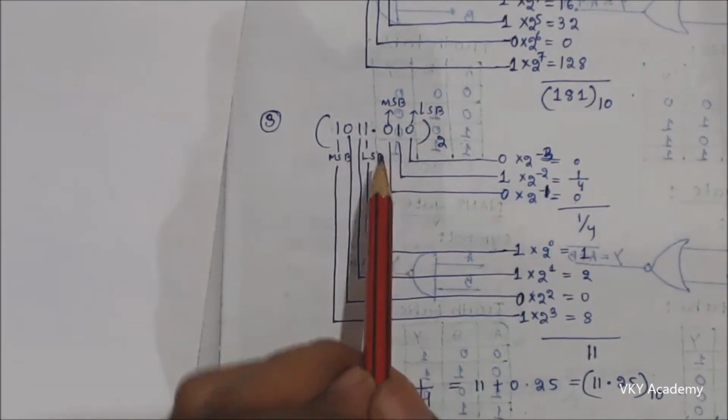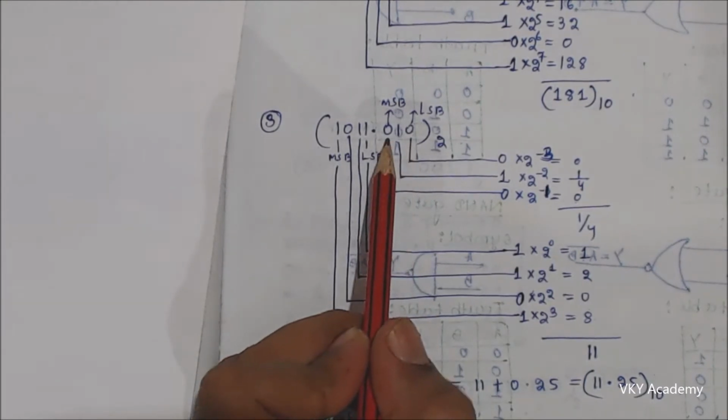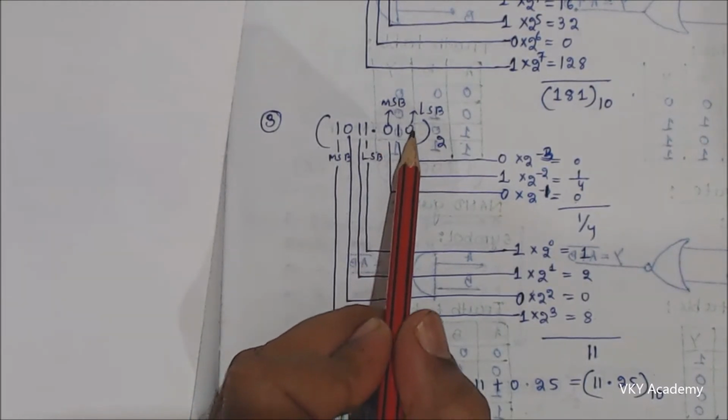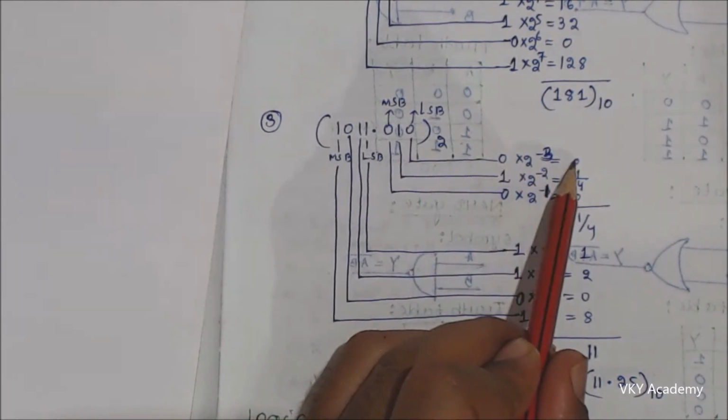Now let us calculate for the fractional part. As this is LSB, this is MSB. So it will carry the lowest weight. So 0 into 2 to the power minus 3, which is 0.